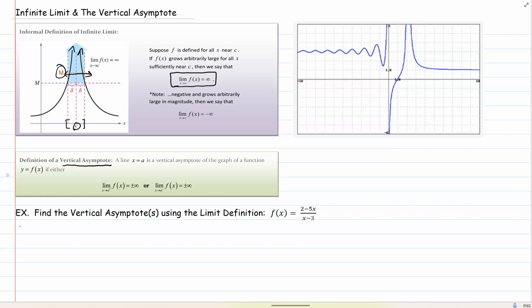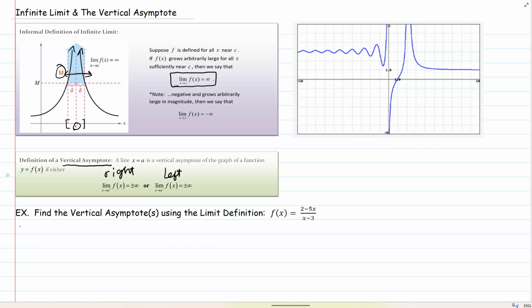So the definition of a vertical asymptote is: if the limit as x goes to some number a from the left or from the right of a is infinity or negative infinity, if your function is going way up or way down, then there will be a vertical asymptote.